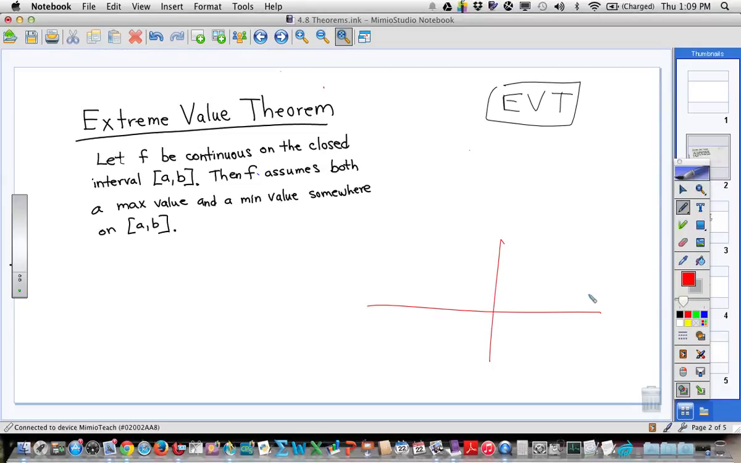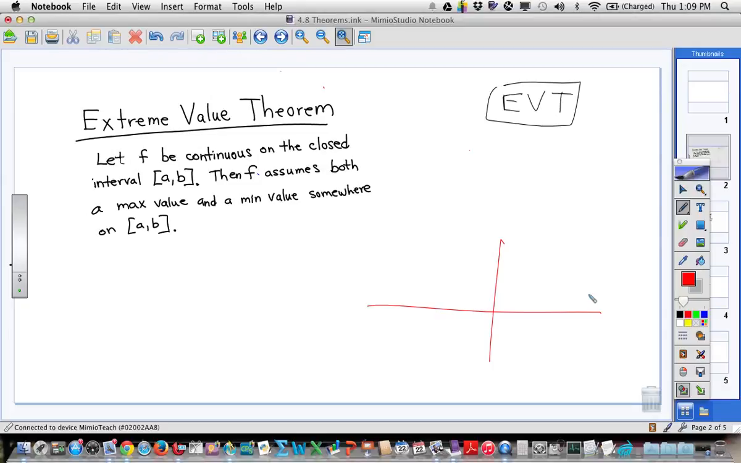Okay. All right. It says let f be continuous on the closed interval [a, b]. Sometimes that part is said if f is continuous on the closed interval [a, b]. Then, some of you are familiar with if-then statements, right? The hypothesis and the conclusion.